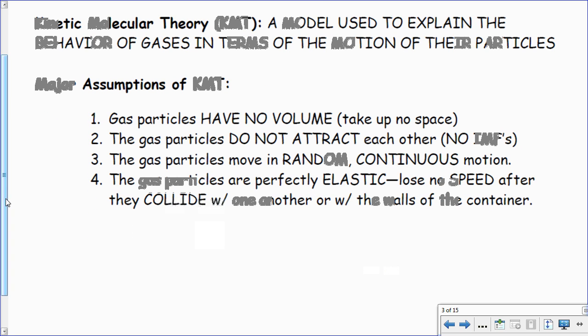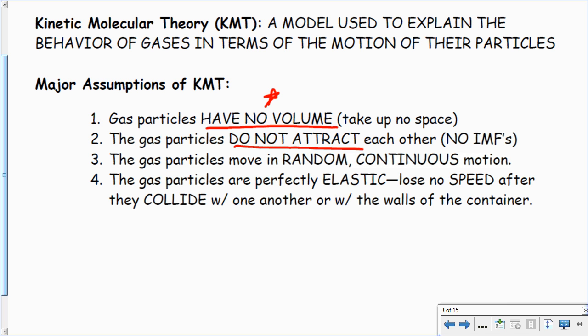One, gas particles have no volume. Asterisk, we know that's not true. So that's why it's a model. It's only used to describe this stuff, but it's not perfect in itself. Two, the gas particles do not attract each other, meaning there are no IMFs. Again, we know that that isn't entirely true. This model is flawed, but it's suitable. Three, the gas particles move in random, continuous motion. That I can say is probably pretty accurate to how gas actually behaves.